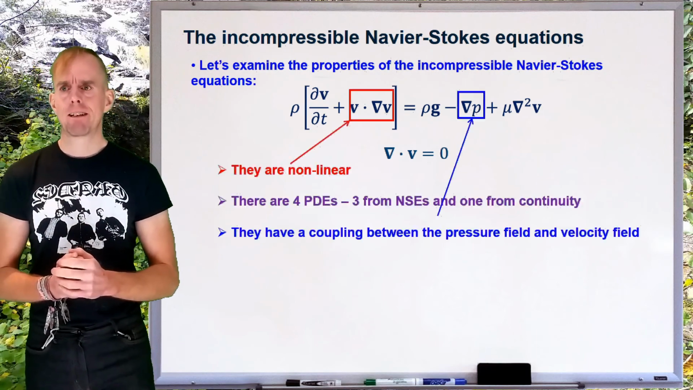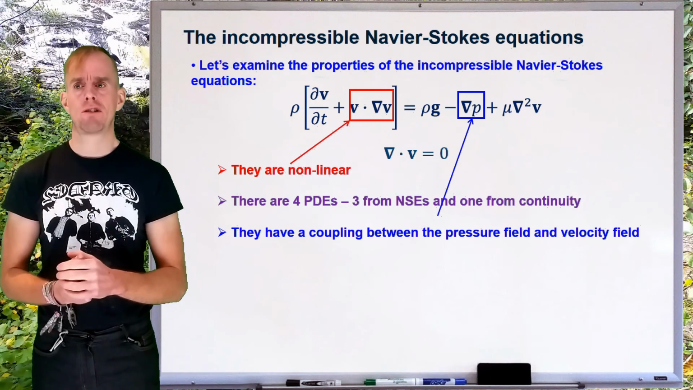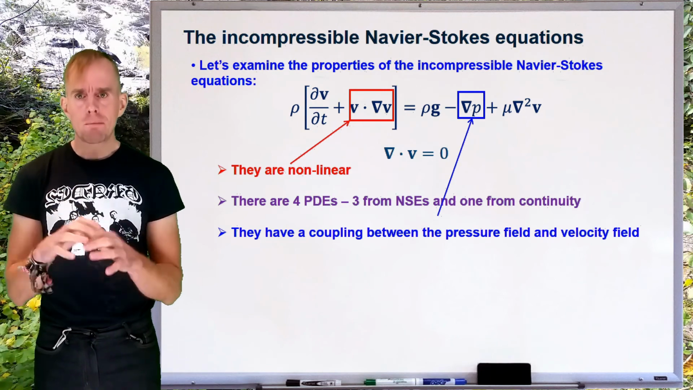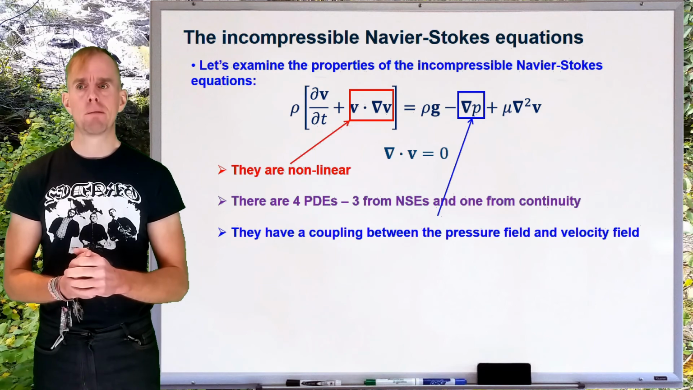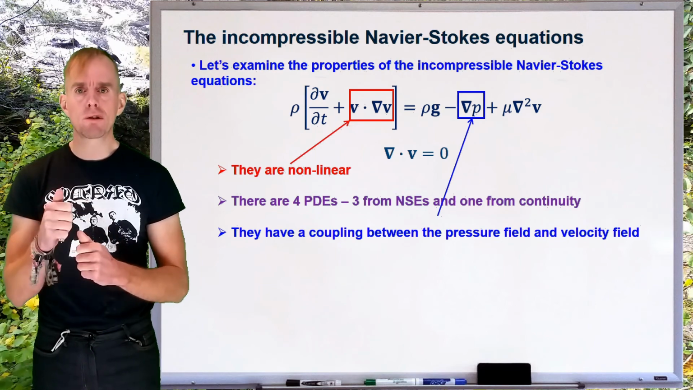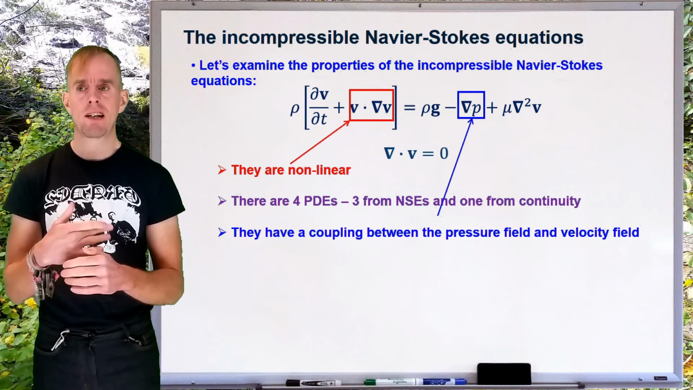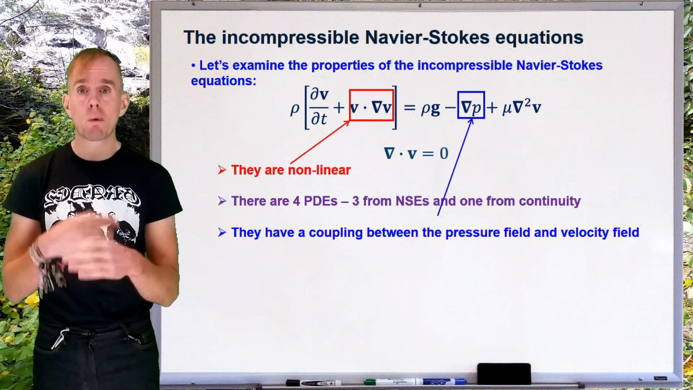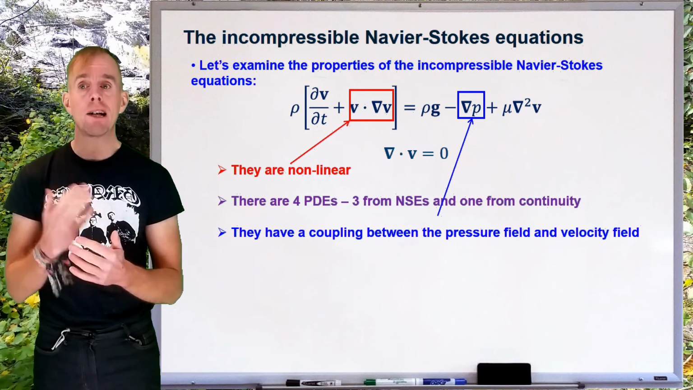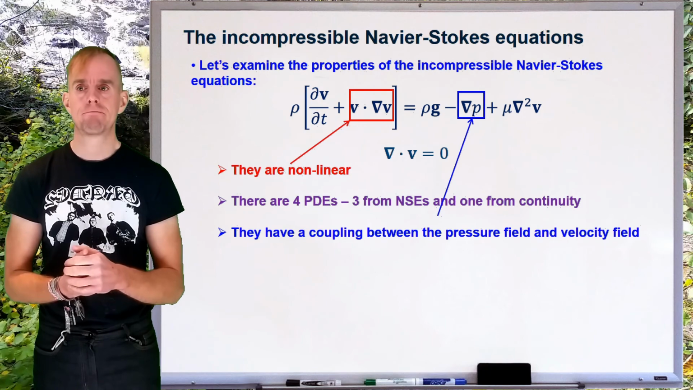So let's have a quick look at the left hand side to start with. If we expand out our total derivative, big D by big dt, we've got that V dot grad V term, which we've said already is effectively a quadratic term in velocity. So that's where our nonlinearity lies.